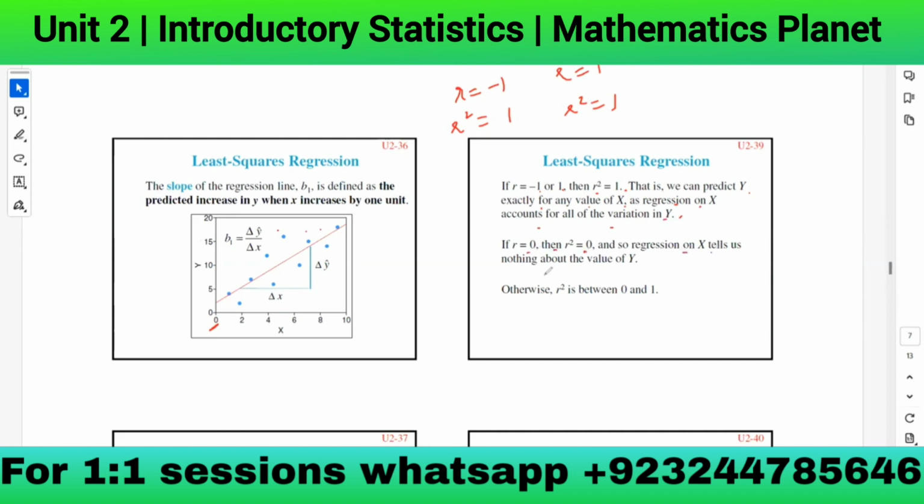So regression on x tells us nothing about the value of y. Otherwise, r square is between 0 and 1. So what is the value of r square? This is always between 0 and 1. So this is an important point that r square is always between 0 and 1. You can write it somewhere.